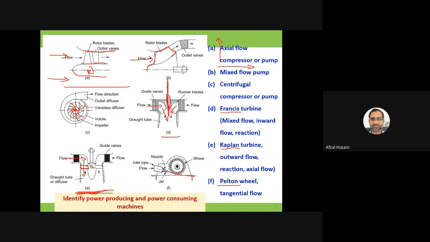So we have seen that there are centrifugal machines. In the centrifugal machine, the fluid is entering axially, but when it comes to the impeller, it strikes radially and leaves radially. So it's a radial flow machine. Here it strikes axially and leaves axially. It's an axial flow machine. And here it enters not purely axially and leaves not purely axially. So it's a mixed flow machine.